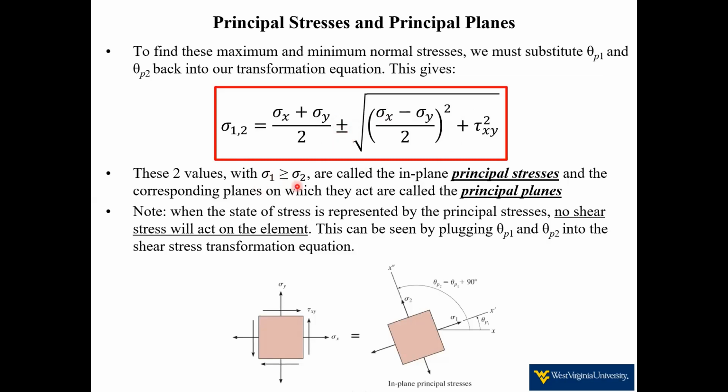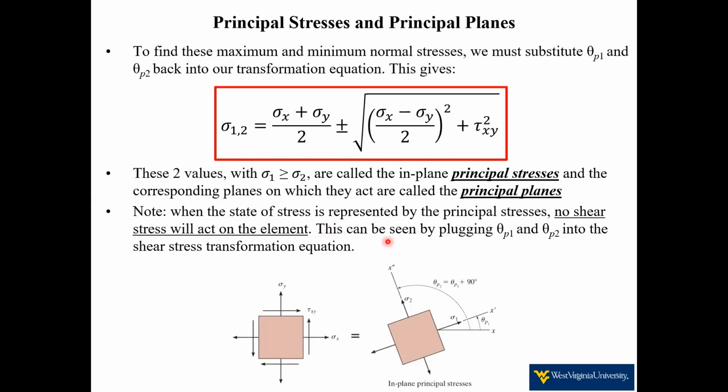That's because sigma 1 is always greater than or equal to sigma 2. And again, these are our principal stresses. And on the previous slide, we found that the corresponding planes in which they act are the principal planes. Okay, we also saw on that last slide this same figure, but I want to note again that when our state of stress is represented by the principal stresses, no shear stress will act on the element.